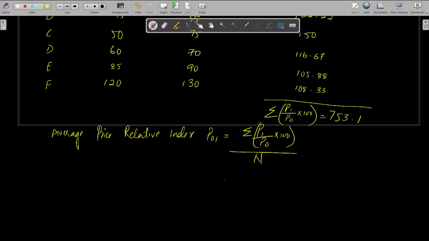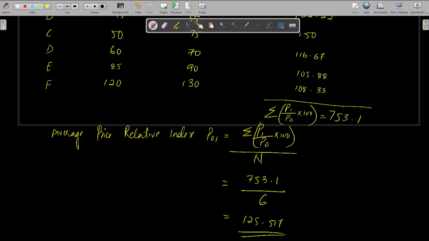So here, put down the value that you got, 753.1 divided by number of commodities. You have 1, 2, 3, 4, 5, 6 commodities, right? A to F. So you should get 125.517, and that's your answer. Okay, so it's very simple.